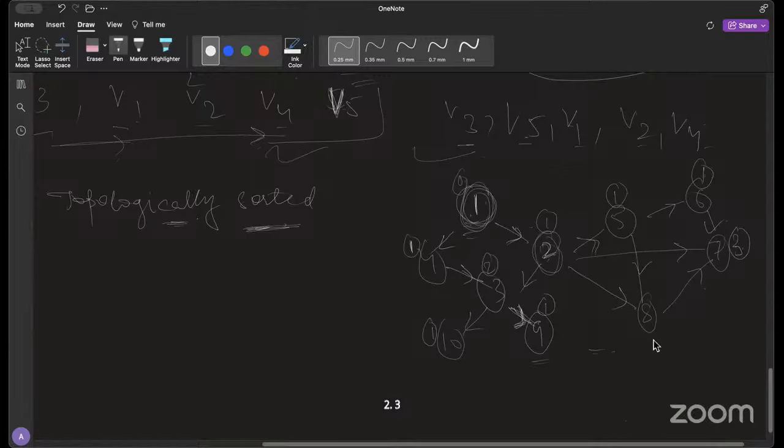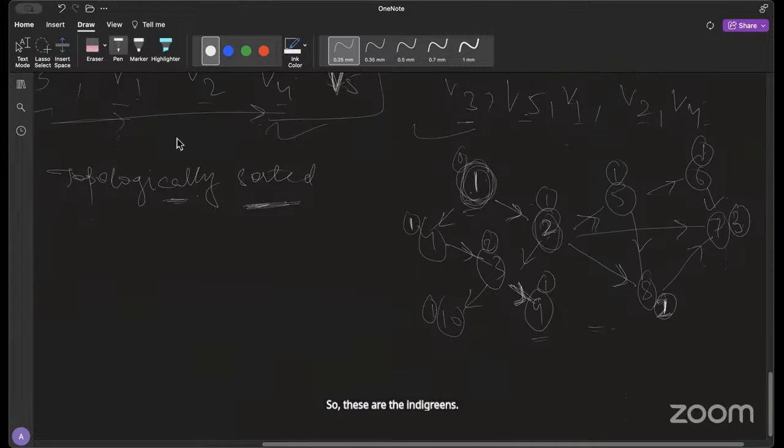Ma'am, in degrees, how many arrows are coming? Yeah, in degree is the number of arrows pointing towards it. It is 2, and this has 2. And we are already done with it. So these are the in degrees.